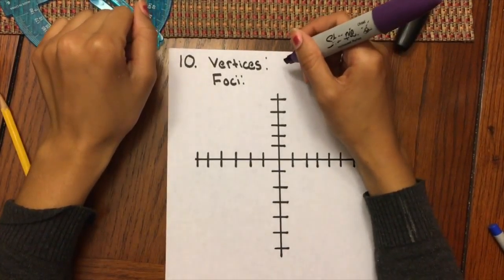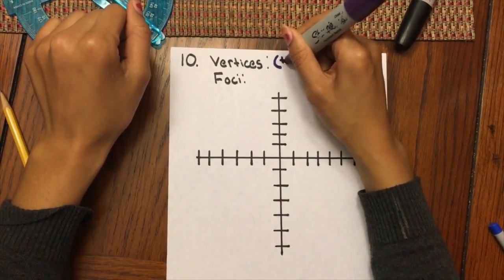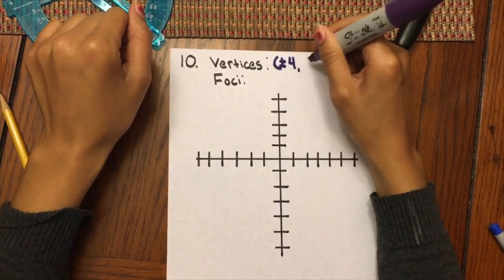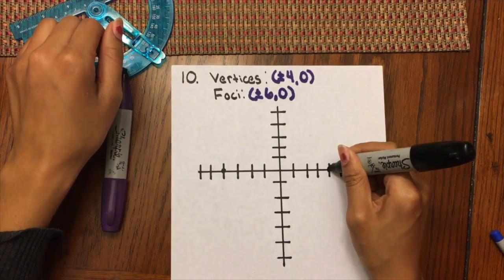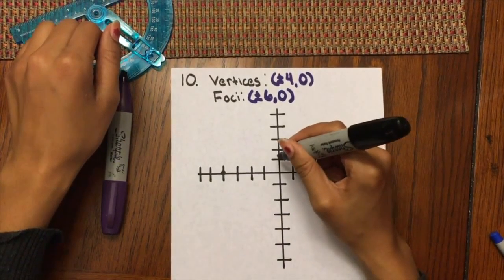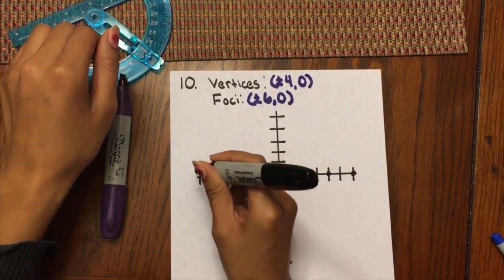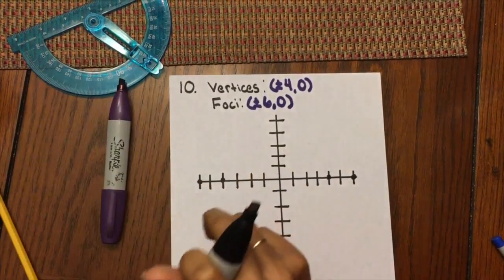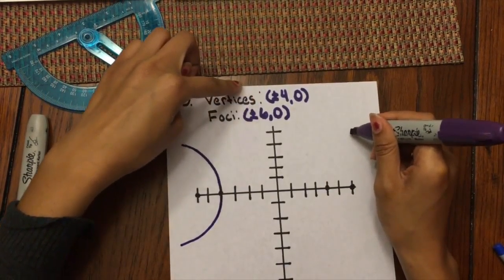So the vertices given are positive and negative 4, 0, and the foci given are positive and negative 6, 0. So first we're going to graph out the vertices at negative 4, 0 and positive 4, 0. Then we're going to graph out the foci at negative 6, 0 and positive 6, 0. Once we have that information, then we can draw the graph.